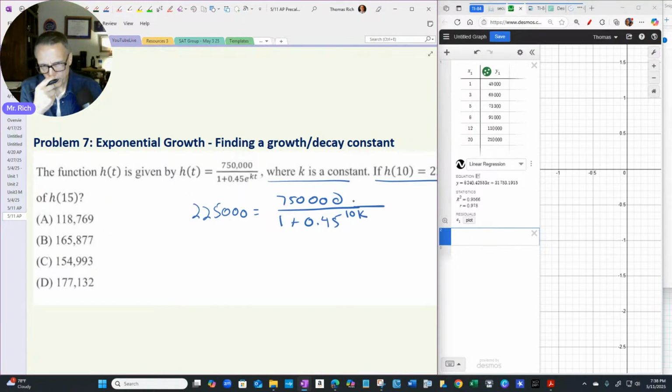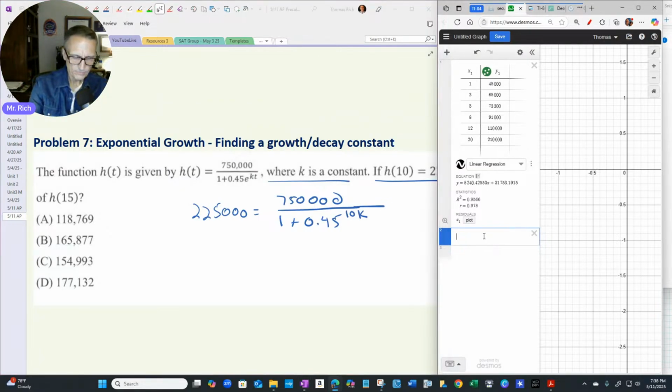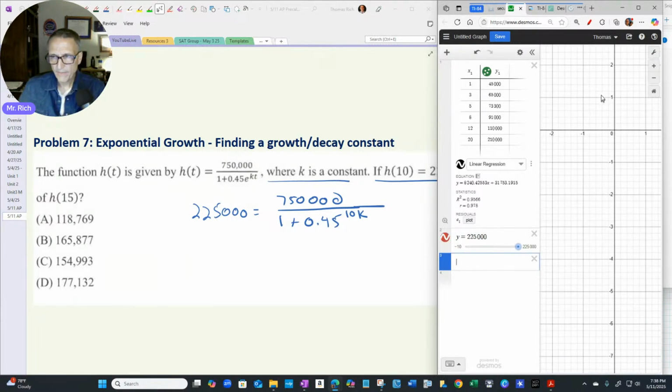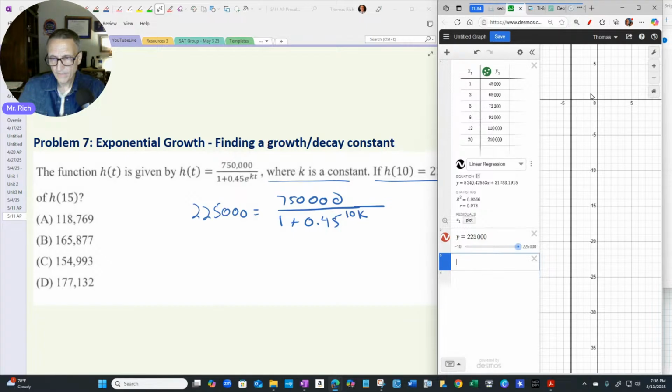Now, I can do this pretty quick algebraically, but I am not going to do it algebraically. I'm going to solve for k by graphing the left-hand side of the equation. Y equals 225,000. Now, where is that? That's way up there. I don't have to tell you that, right?